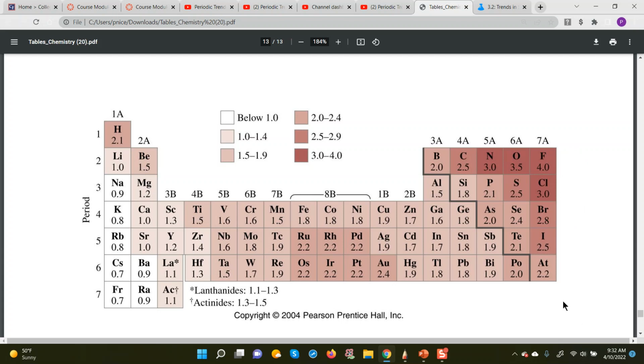Okay, and the only other thing I want to say here is that the electronegativity basically parallels the non-metallic character, right? So as non-metallic character increases, the electronegativity increases, all right? Okay, so that's all I'm going to say about that particular trend, all right?